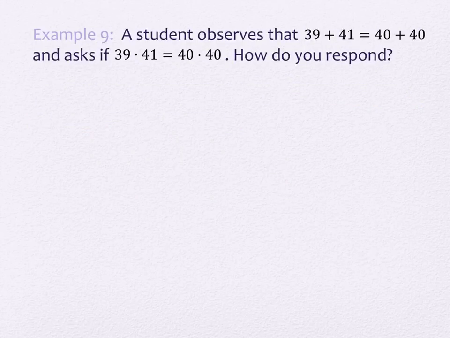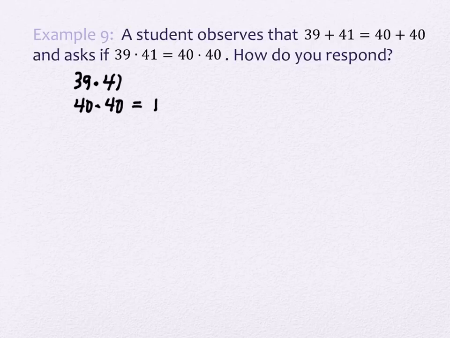All right, number 9. This is an interesting one. A student observes that 39 plus 41 equals 40 plus 40, and asks if 39 times 41 equals 40 times 40. And the question is, how do you respond? So this is a very simple question of, does this work? It doesn't even have to go into detail any further of why or why not. So let's take a look at 39 times 41 and 40 times 40. Now the 40 times 40 you can do very quickly without any algorithms per se, because 4 times 4 is 16, and then I've got the 2 zeros.